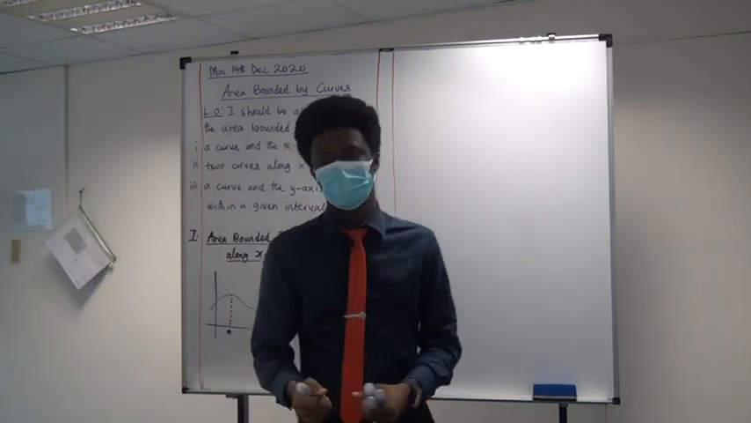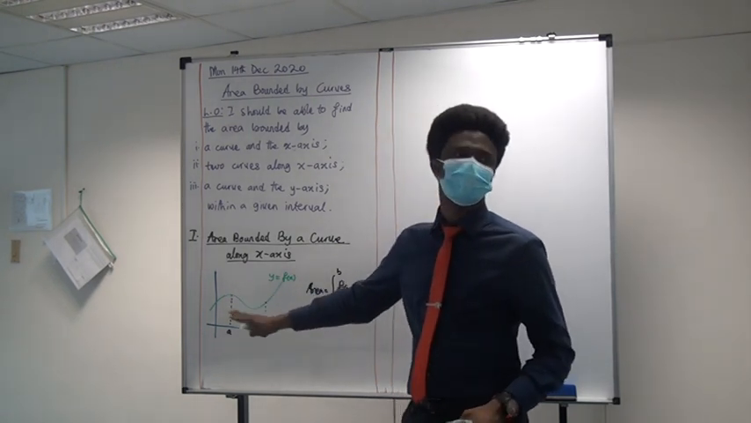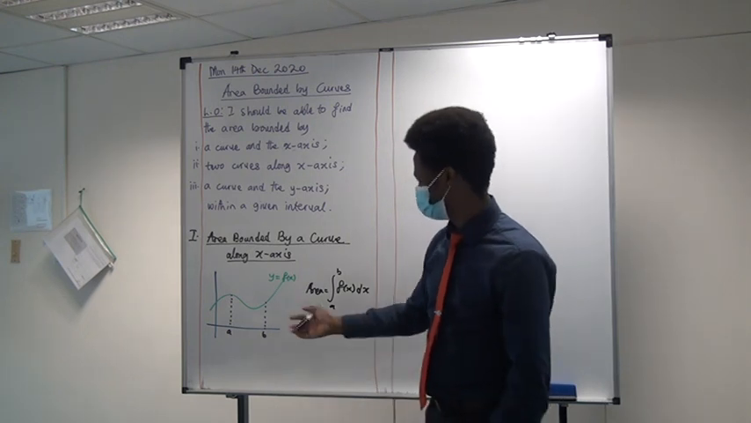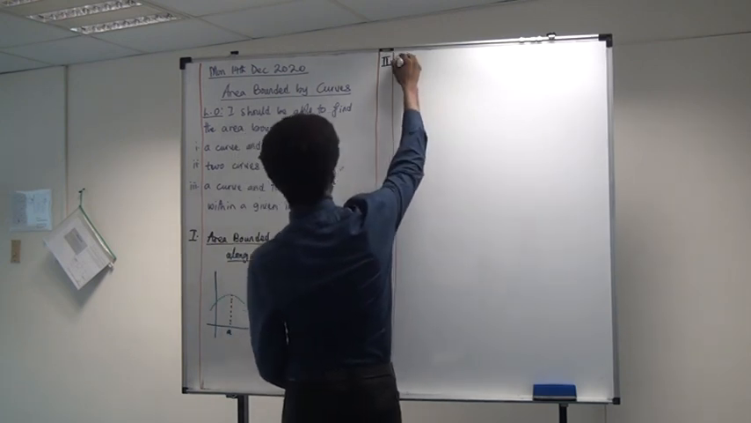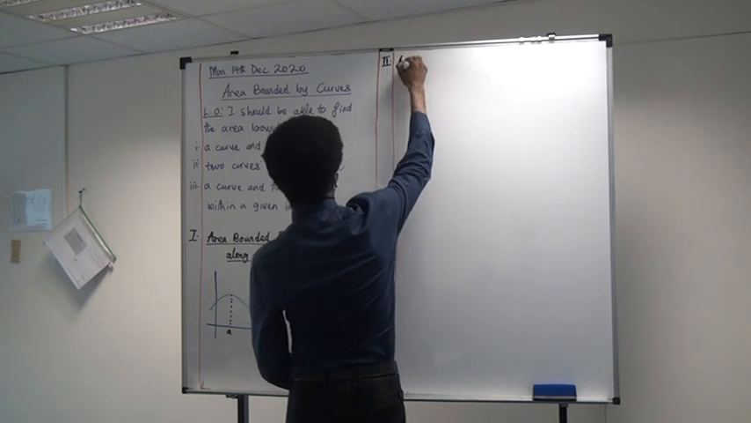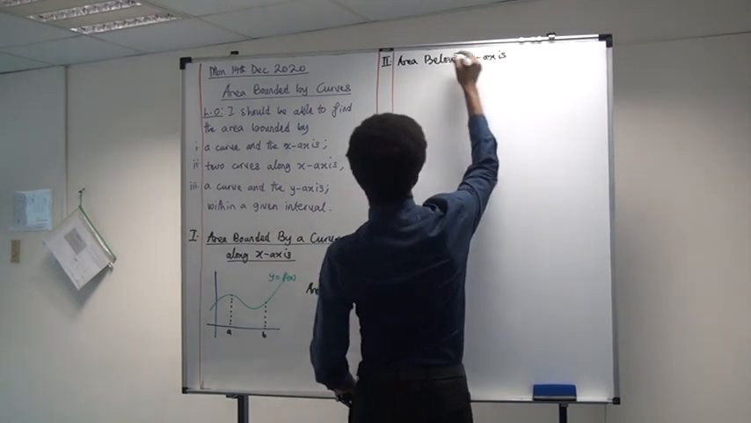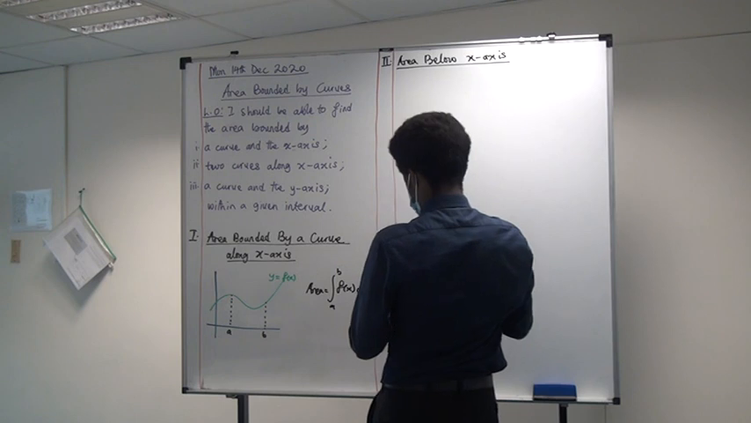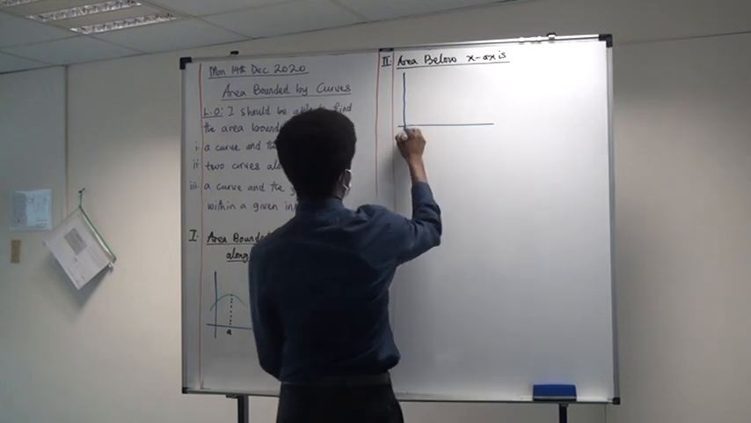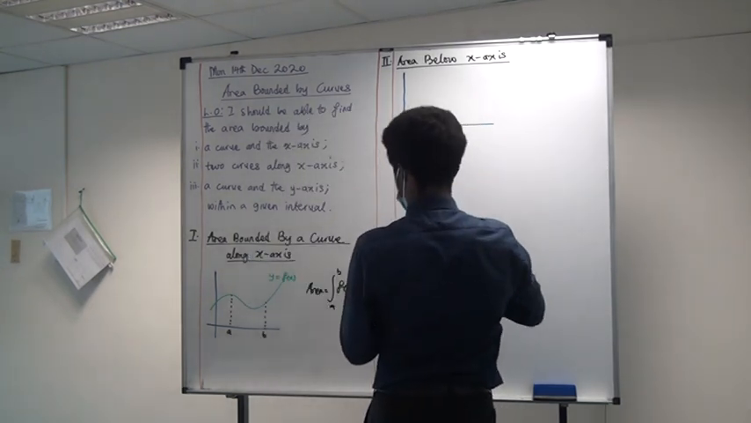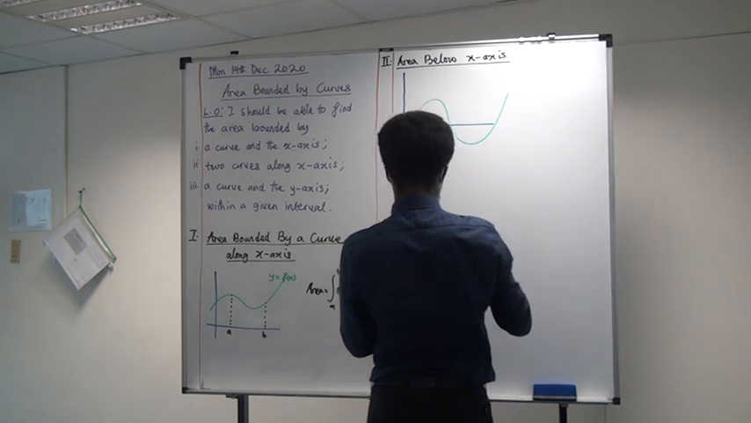In your textbook, I think somewhere it was written that area below is minus something, area below the x-axis, but we don't have to say that. So we can say 2. Please write: area below x-axis. So if you are dealing with area below the x-axis, let's say we have a curve that will be of this form.